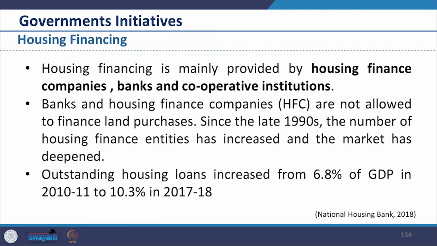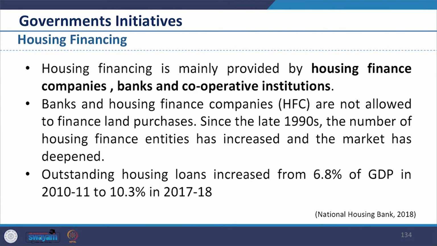Housing financing is mainly provided by housing finance companies. We see that around 80% are public limited and 20% private limited. Banks, and to a much lesser extent, we see cooperative institutions. Banks and housing finance companies are not allowed to finance land purchases. Since the late 1990s, the number of housing finance entities has increased and the market has deepened.